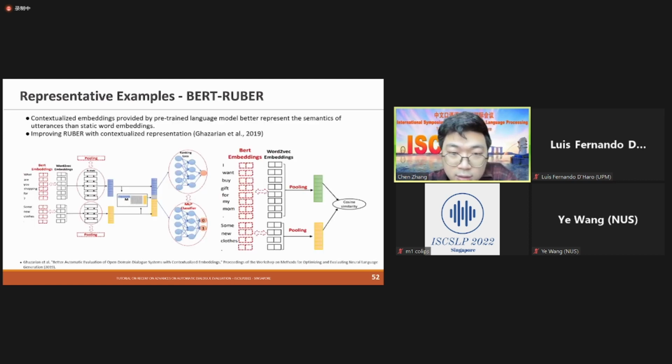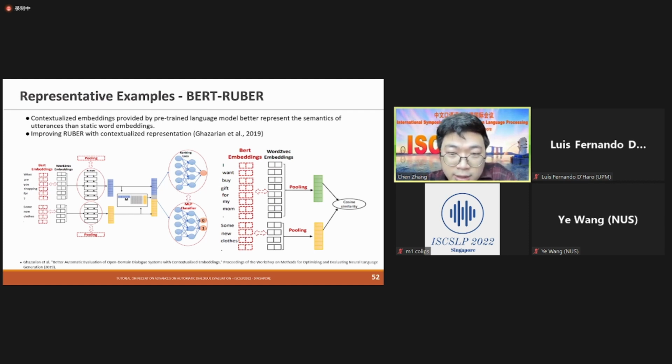Next, the representative example is BERT-RUBER, introduced in the NAACL workshop 2019. In 2019, actually, was kind of a game-changing year for NLP. The pre-trained language models based on bidirectional transformer encoders, such as BERT and RoBERTa, completely changed the NLP field. Similarly for open-domain dialogue evaluation.